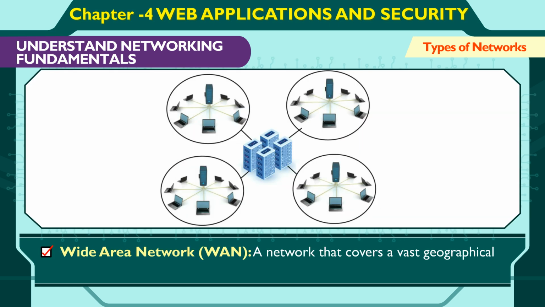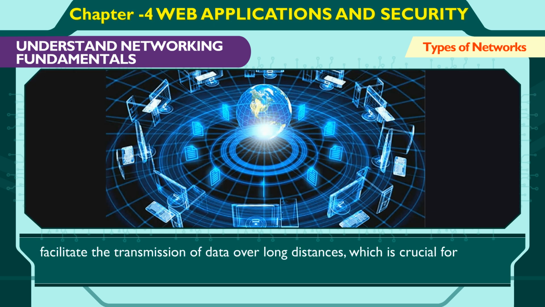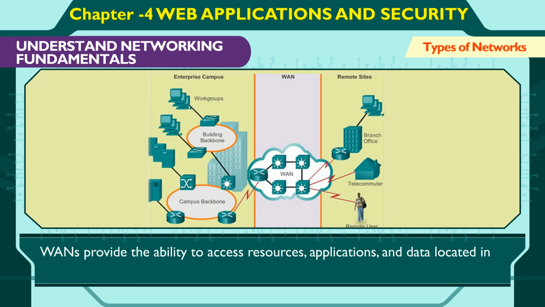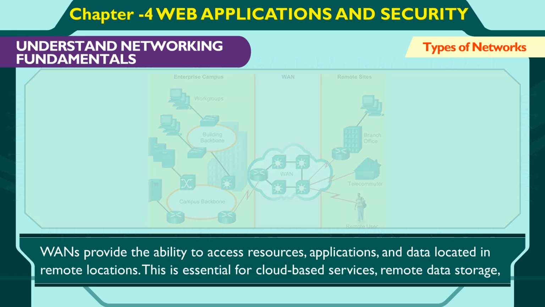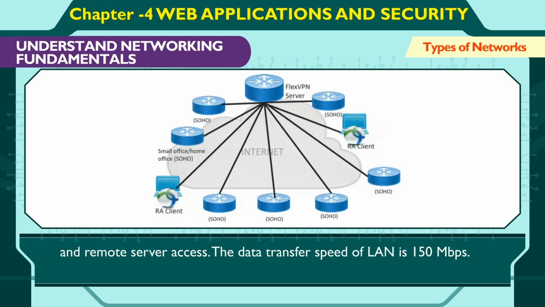Wide Area Network, WAN. A network that covers a vast geographical area which includes regions such as states or even entire countries. WANs facilitate the transmission of data over long distances, which is crucial for businesses and organizations with operations in different cities or countries. WANs provide the ability to access resources, applications, and data located in remote locations. This is essential for cloud-based services, remote data storage, and remote server access. The data transfer speed of WAN is 150 Mbps.